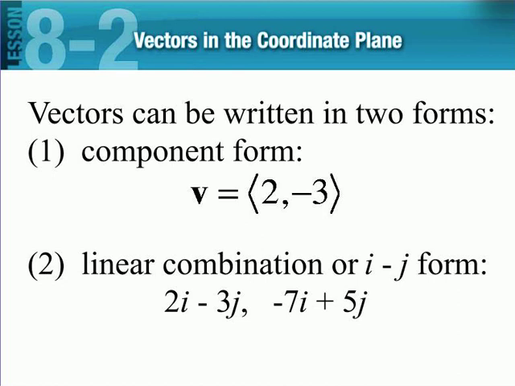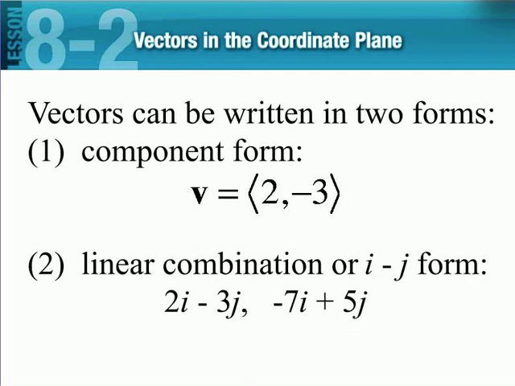So today what we're going to do is talk about vectors in the coordinate plane. First of all, vectors can be written in two forms. They can either be written in component form or linear combination, or IJ form. So first of all, component form, if you notice there, uses kind of the arrows. And you have 2, -3. Now basically what that means is that the horizontal component is 2 and the vertical component is -3.